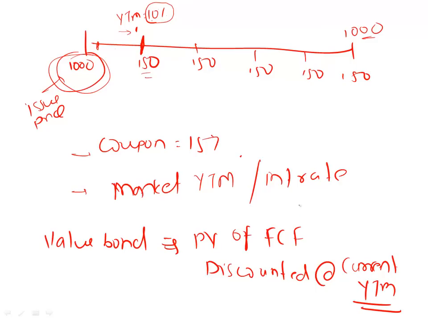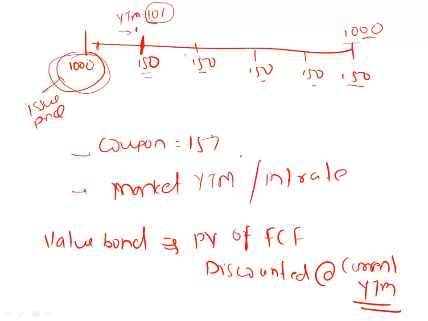So current interest rate in the market is 10%. Future cash flows are 150, 150, 150, 150 and 1000. So on your calculator, second clear TVM, 150 is the payment, 1000 future value. Now see this carefully.